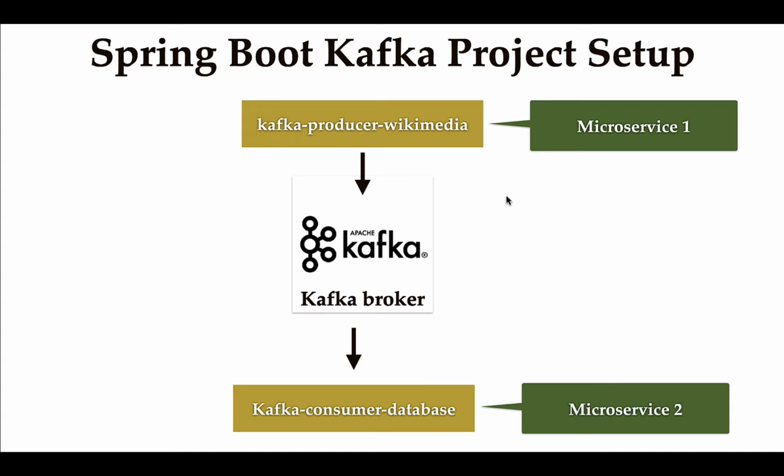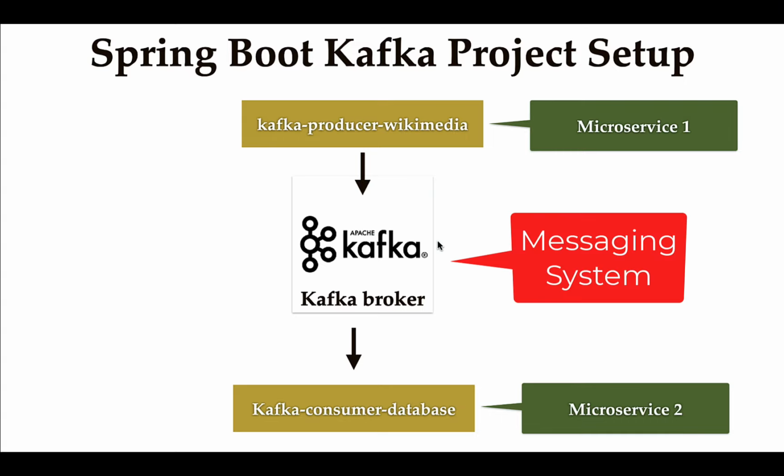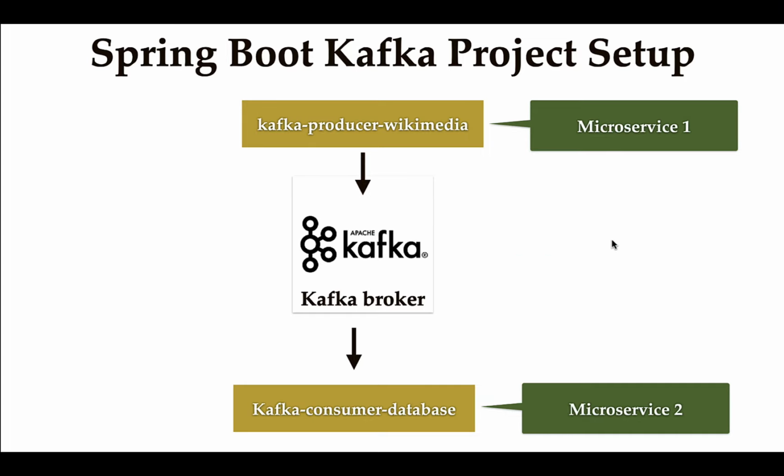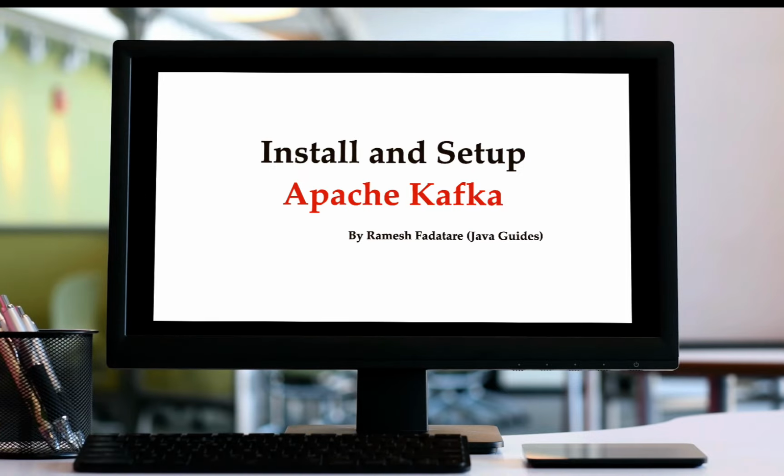Alright, this is how the Spring Boot Kafka project setup looks at a high level. Basically, we are going to create two projects as microservices. The first one is Kafka producer Wikimedia as microservice 1, and Kafka consumer database as microservice 2, and we are going to use Apache Kafka as a messaging system to exchange messages between microservice 1 and microservice 2. Alright, great.